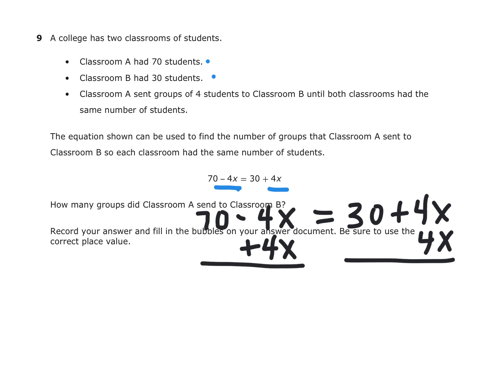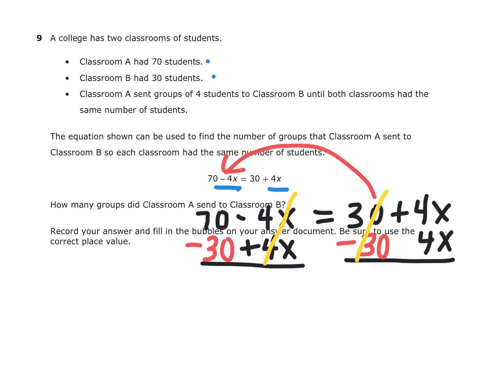And also, I want to get all the numbers on the same side. So if I have the x's on the right-hand side, I want to have the numbers over to the left-hand side. So that means this 30 has to go to the other side. So I'm going to do a minus 30 here and a minus 30 there. And by doing that, we know that the x's will cancel, and the 30 minus 30, those will cancel.